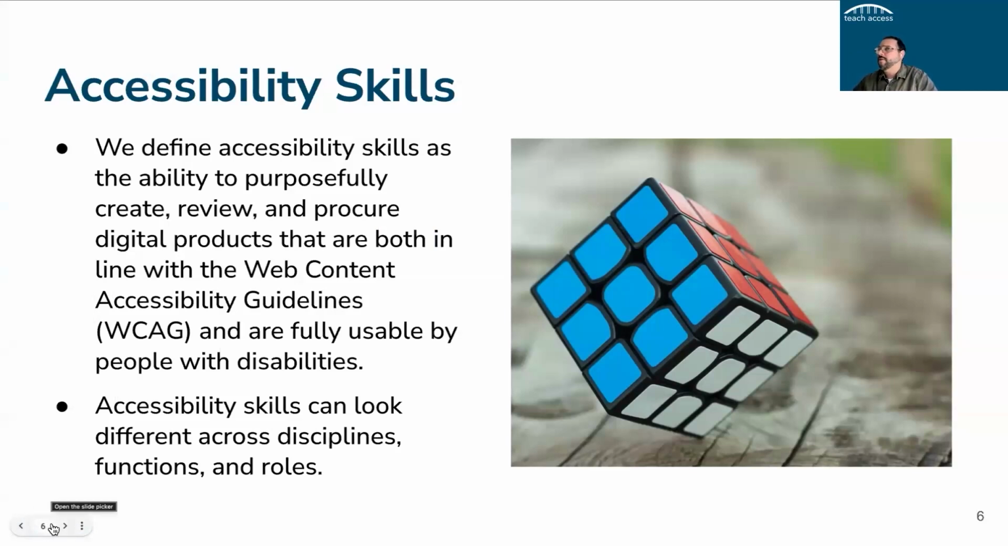So we define accessibility skills as the ability to purposefully create, review, and procure digital products that are both in line with the Web Content Accessibility Guidelines and are fully usable by people with disabilities. And we always like to acknowledge that accessibility skills can look different across disciplines, functions, and roles. Someone who's a UX designer might employ different skills than someone who works in marketing or human resources, but accessibility skills are important for every discipline.